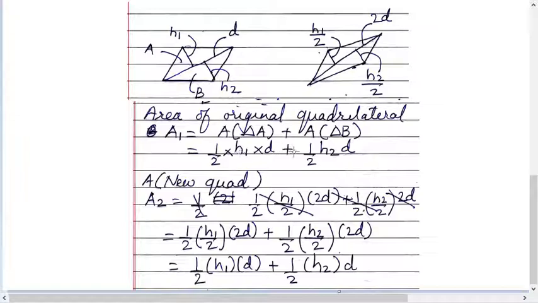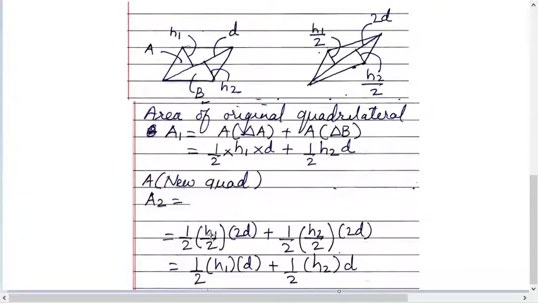h1 into d plus 1 upon 2 into h2 into d, half base height of both, right? Now the new quadrilateral, E2 equals to what? Half into height is what? H1 by 2, it's halved, and the diagonal becomes 2d. Similarly over here, h2 by 2 into 2d.